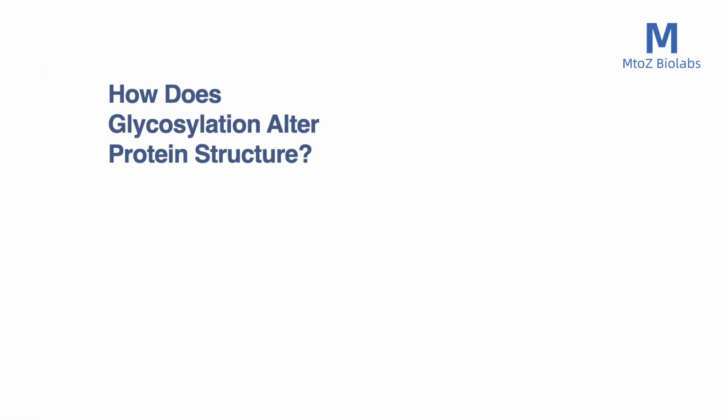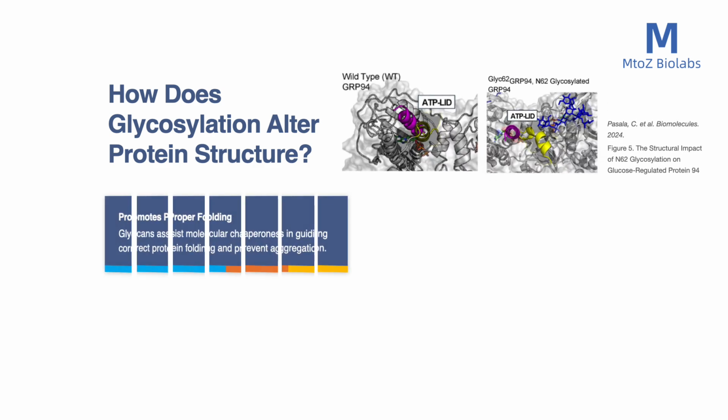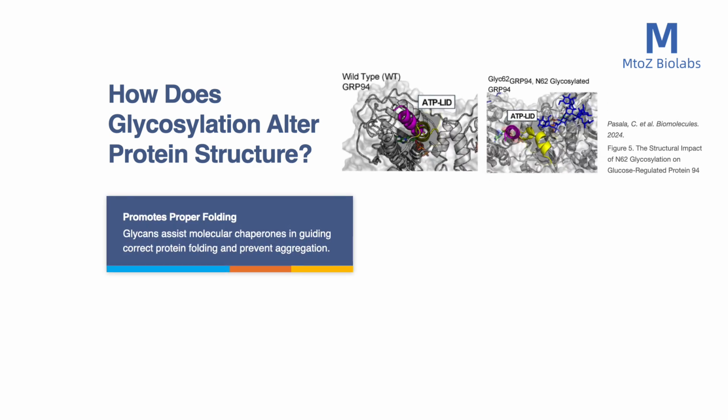Glycosylation plays a pivotal role in modulating both the structural integrity and functional diversity of proteins. Structurally, glycans are bulky, hydrophilic molecules that attach to protein surfaces and significantly influence their conformation. They help stabilize specific conformations and reduce misfolding or aggregation.